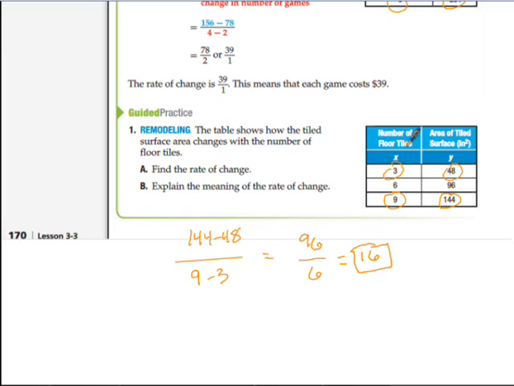Well, if the number of floor tiles and the area of tiled surface is what we're looking at, then in 16 tiles, how many, well, let me ask you. Pause the video for a second. Think. If this is the number of floor tiles and this is the tiled surface, what does this rate of change mean? We had surface over floor tiles. What does this mean? And it's in inches squared. Hopefully you said that it means one tile would give us 16 square inches of surface. That's what it means. All right.